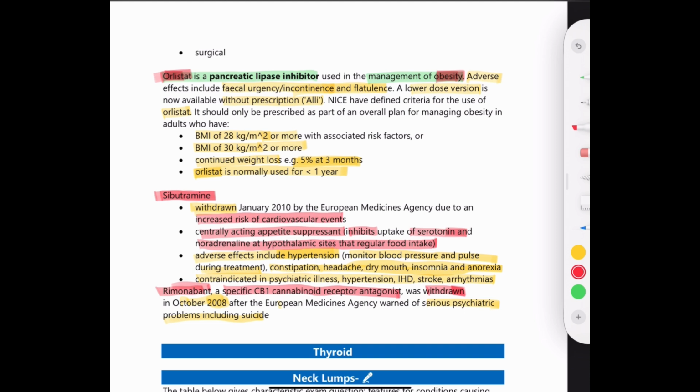This is all about the diabetes part in the medicine of endocrinology. We have discussed everything that is really required, at a very basic level.